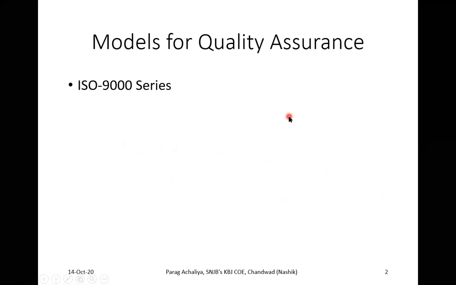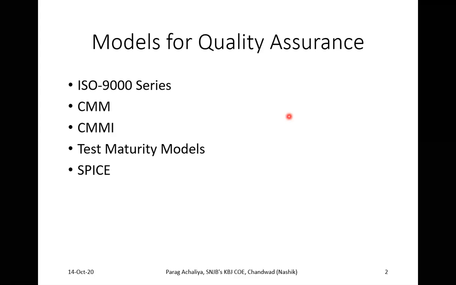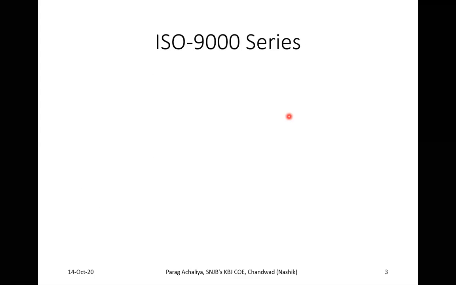Different models are: number one, ISO 9000 series. You might have heard this ISO 9000. Then CMM, CMMI, test maturity models, and SPICE model. We are going to see all these different models, and the last one is your Malcolm Baldrige model. PCMM is one more model, that means we are going to see all this in this unit.